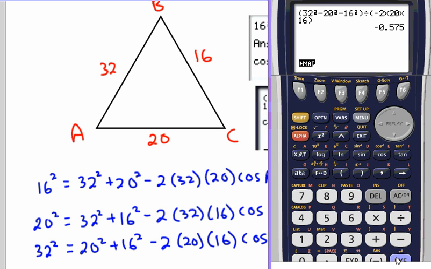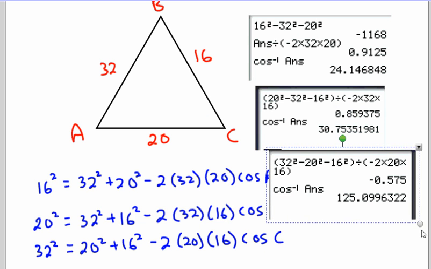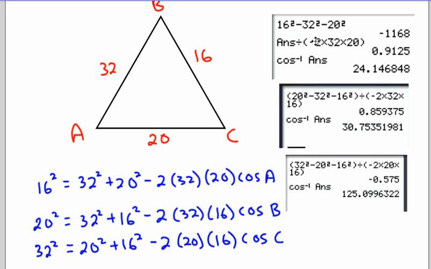Here's what the cosine of C should be. So then I'll do inverse cosine of that answer. I get 125.099, so 125.1 degrees for angle C. So you guys look at that. Law of cosines all the way. They gave me 3 sides. I used law of cosines to find all 3 angles.